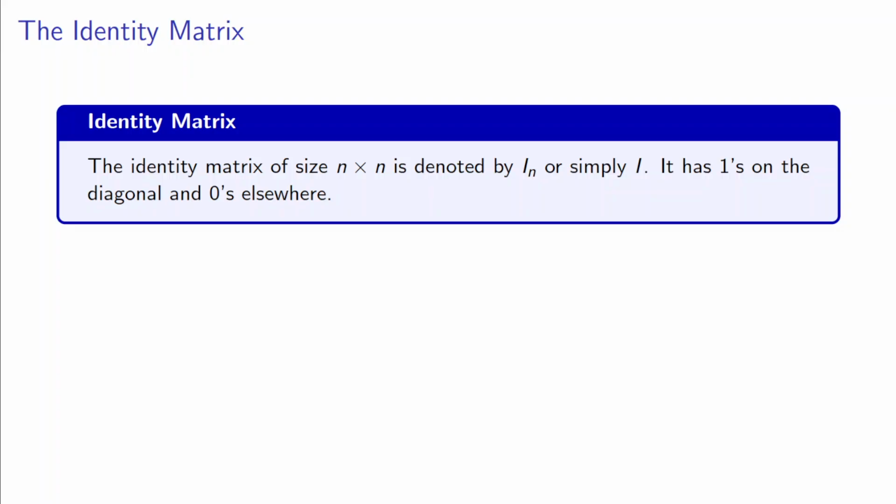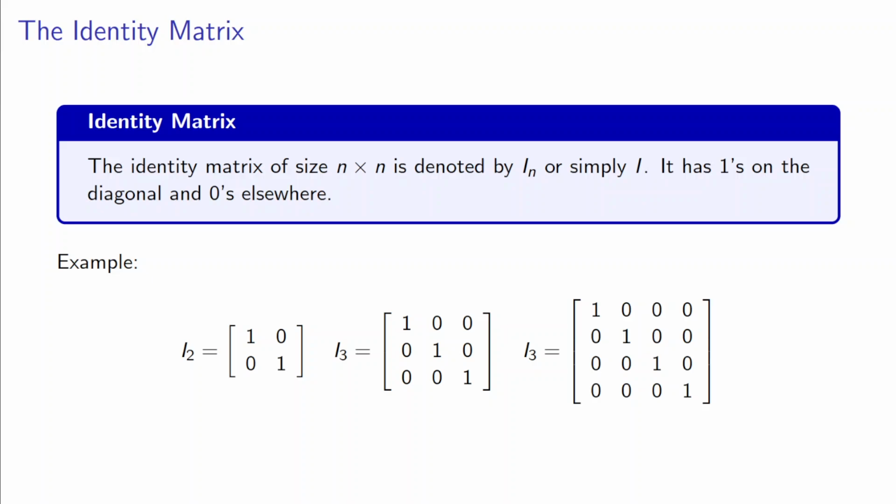We call this special matrix the identity matrix. So the identity matrix of size n by n is denoted by I sub n, or sometimes we'll just write I. It has ones on the diagonal and 0 elsewhere. So some examples are I2, the 2 by 2 identity matrix, I3, the 3 by 3, and I4, the 4 by 4 identity matrix. This should say I4, typo there. And again, a lot of times in practice, we don't actually include those subscripts. We'll just write I, and it's implied that it is the size it needs to be for whatever problem you're working on.